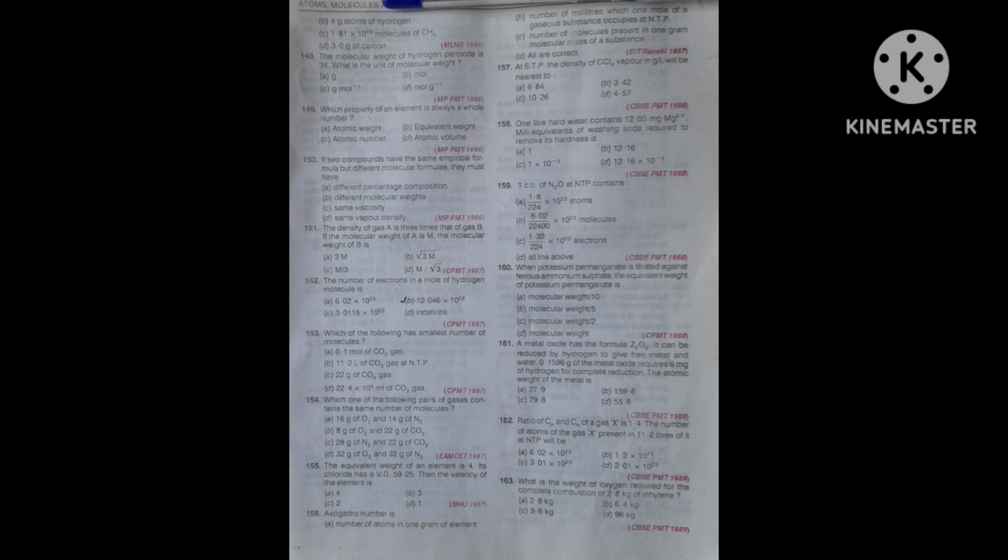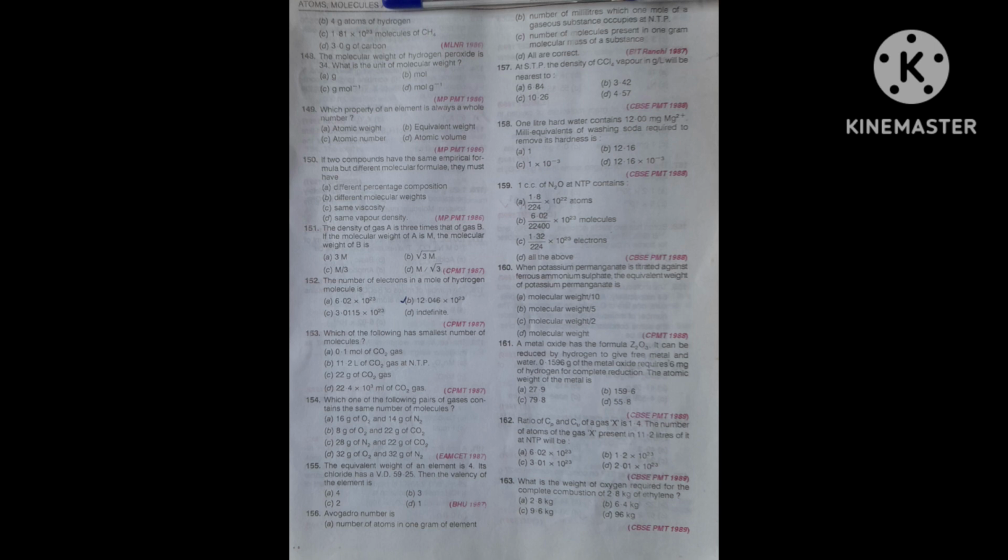Then in N2O, how many atoms are there? Total 3 atoms are there: N2O, 2N and 1O. Hence the total number of atoms, you have to multiply by 3. Means 3 into Avogadro number divided by 22,400 atoms in 1 cc. In 1 cc N2O there will be 3 into 6.02 into 10 to the power 23 divided by 22,400 atoms.